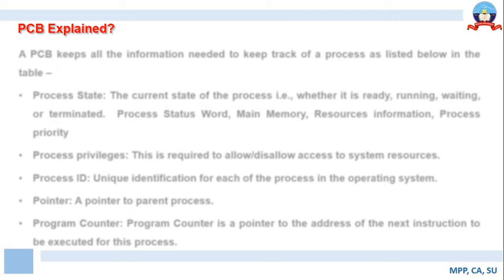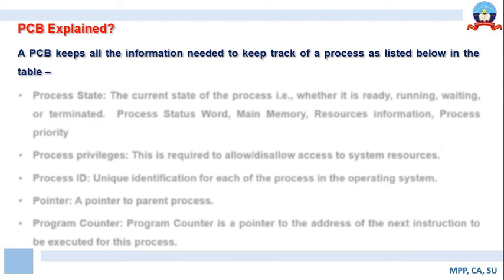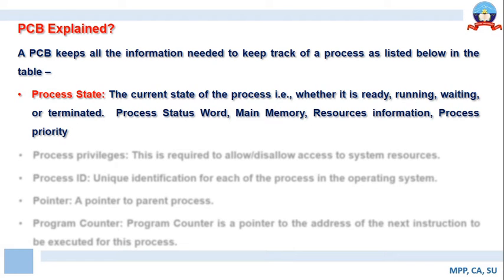Now let us try to understand PCB in greater detail. As said, a PCB keeps all the information needed to keep track of a process, as listed below in the table. It keeps track of all possible information pertaining to a process. The first one is called the process state. Process state basically refers to the current state of the process.